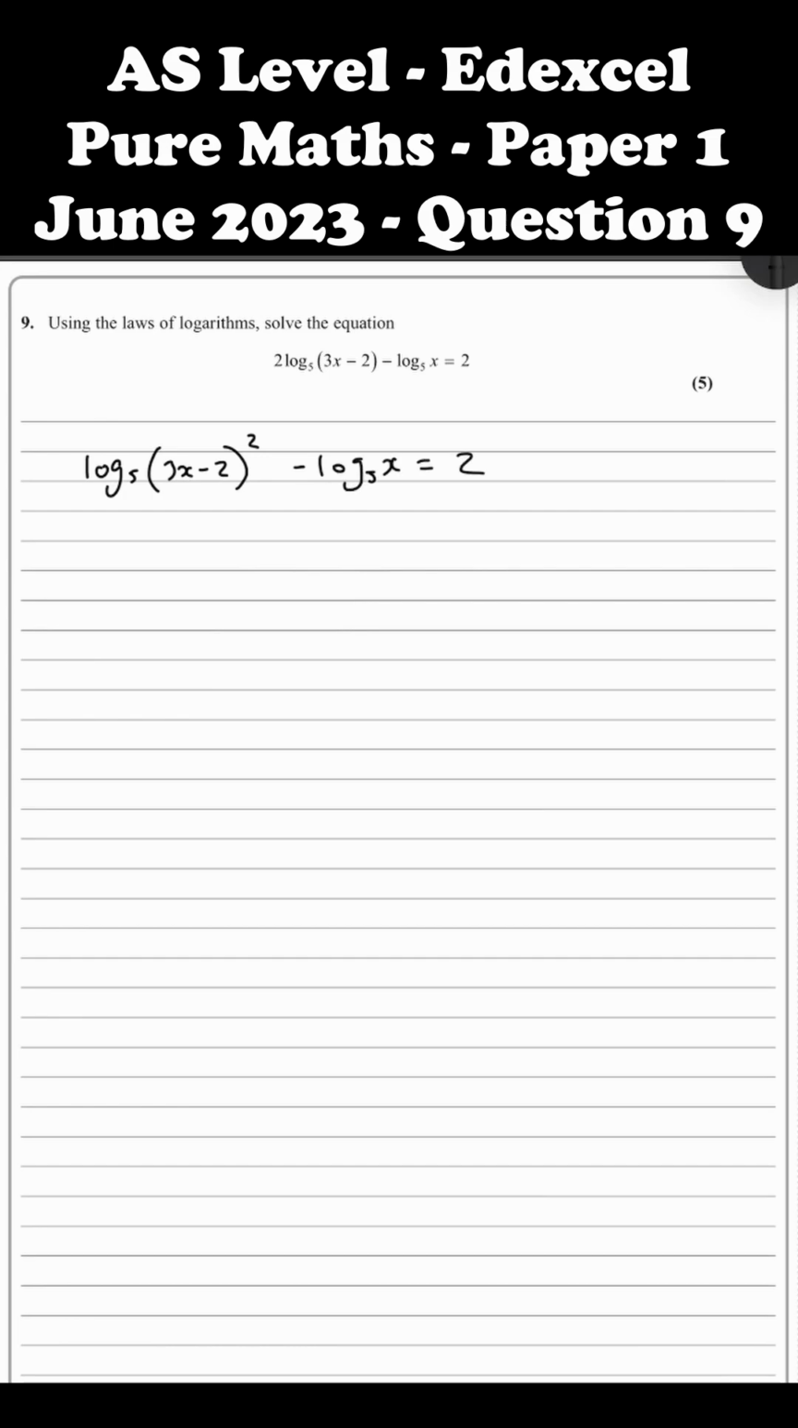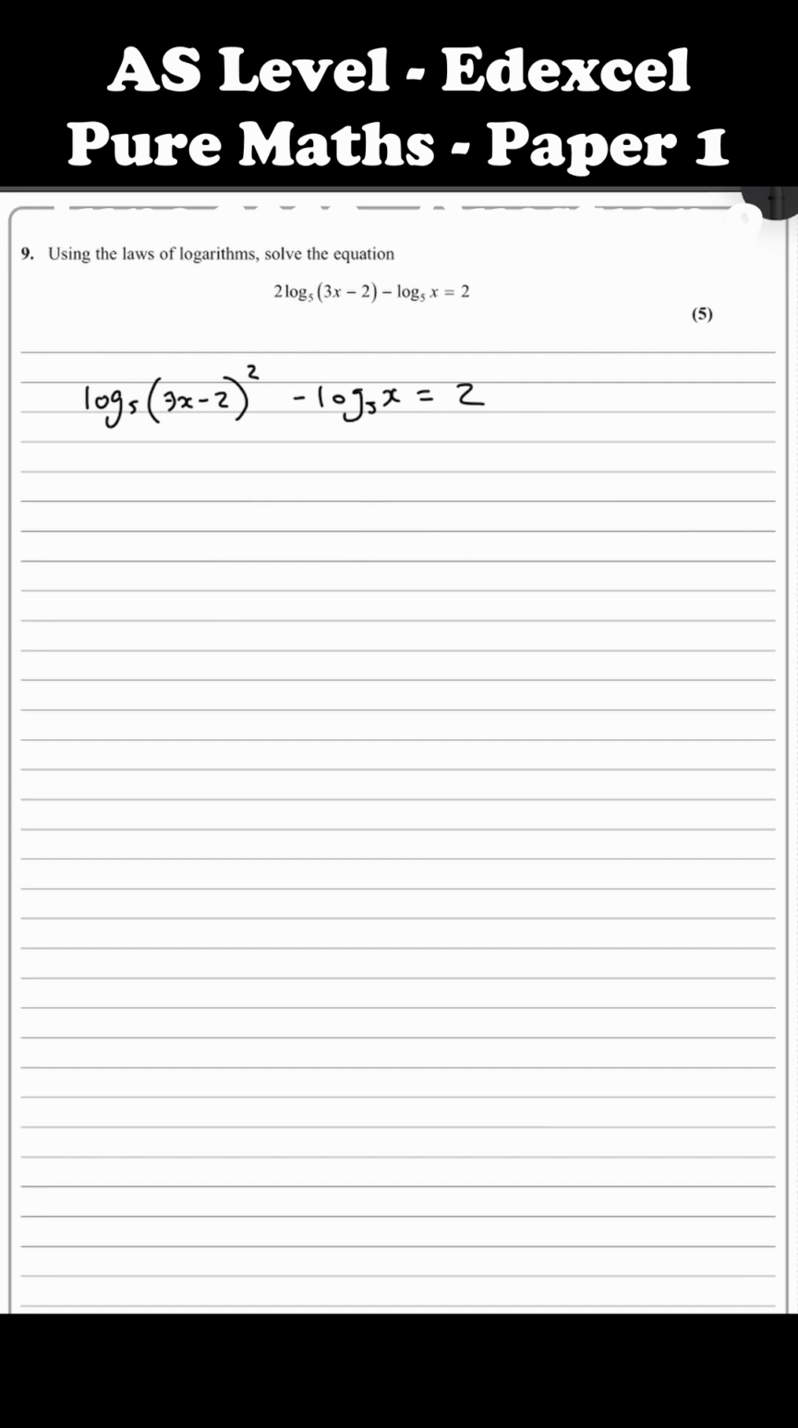Next, we're going to use the quotient rule, which basically means you can combine two terms that are at the same logarithm base, and then they become divided by each other if they are minus, or they become multiplied by each other if they are positive. So this becomes log base 5 of (3x minus 2) squared over x, just like that.